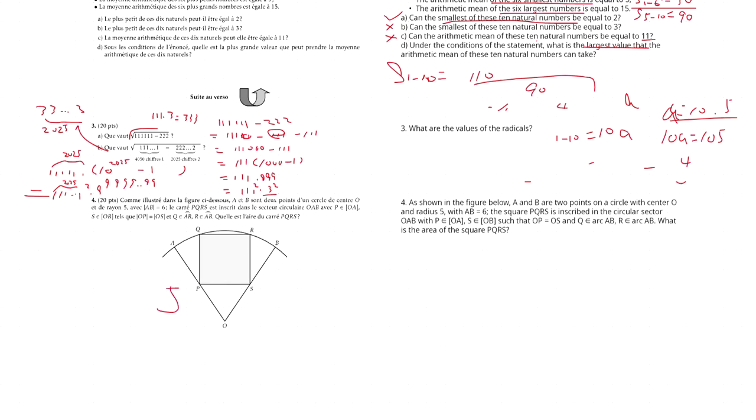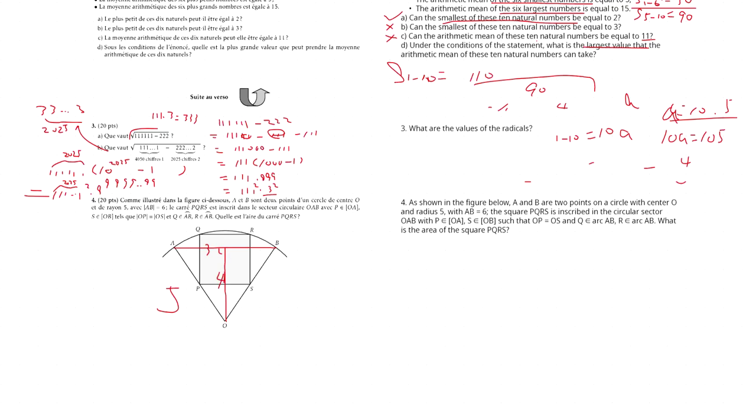So AB is 6. Because it's symmetric, we just consider half. Half of AB is 3. So you see 5, 3. Here immediately you have a 4, because it's a right triangle out of the symmetry: 3, 4, 5. Okay.